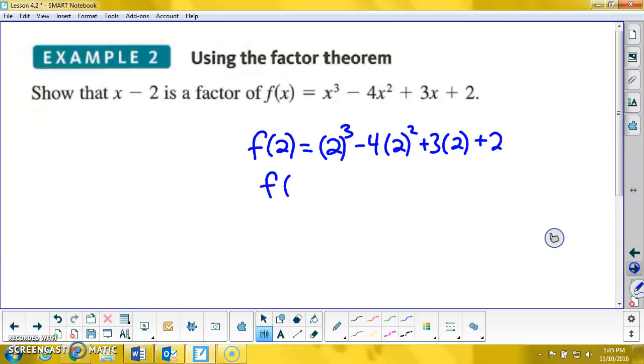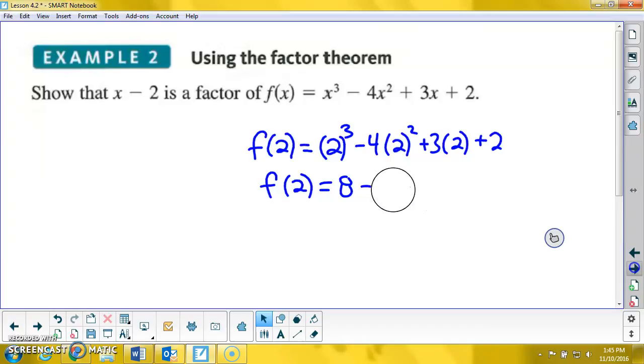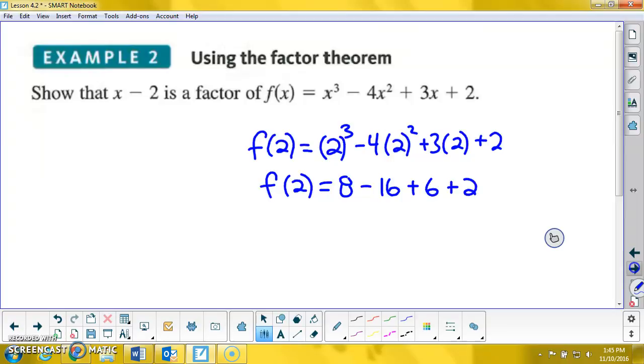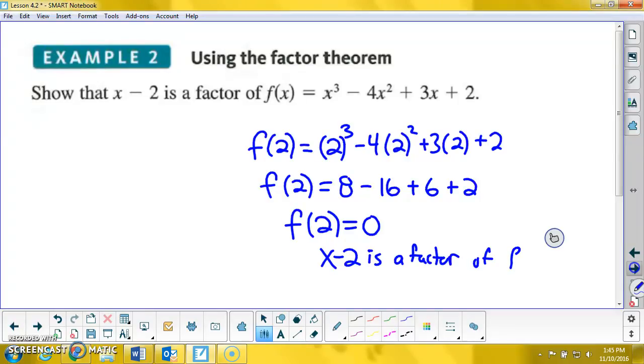So let's see here, putting in 2, we should get 8 minus 8 plus 6. I think I did that wrong. I did. We get 8 minus 16 plus 6 plus 2. F of 2 equals 0. That confirms that x minus 2 is a factor of f of x.